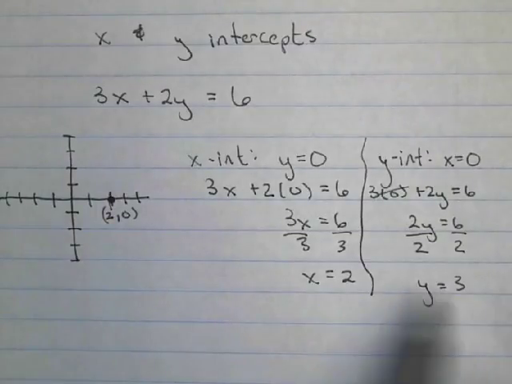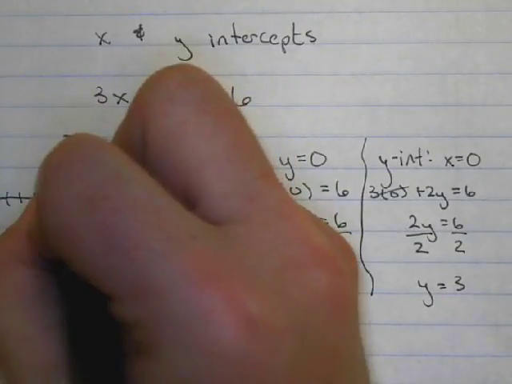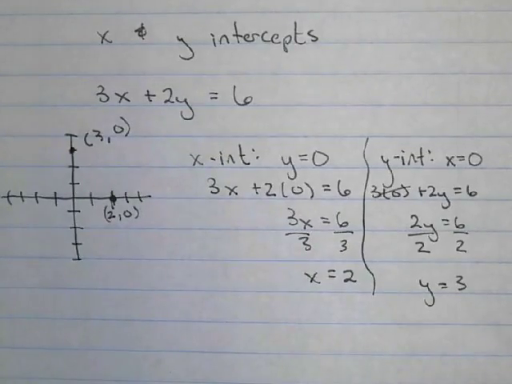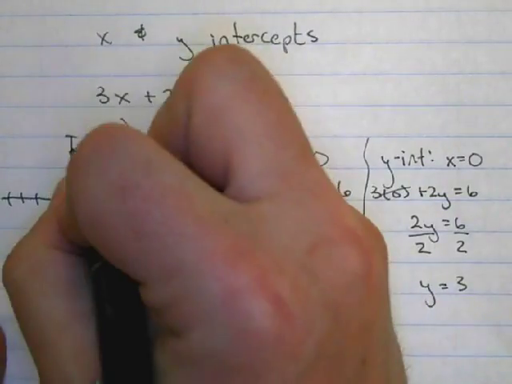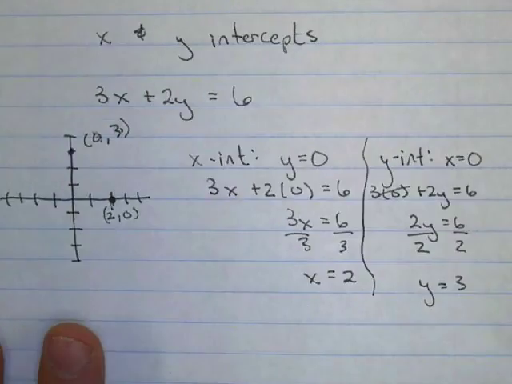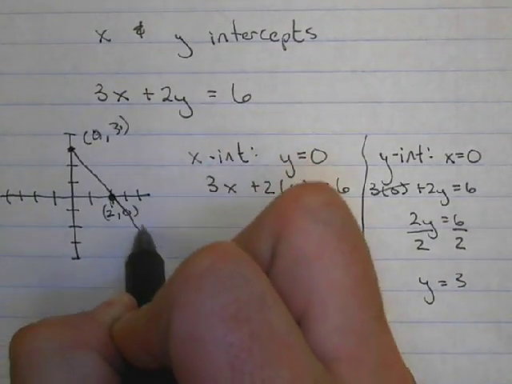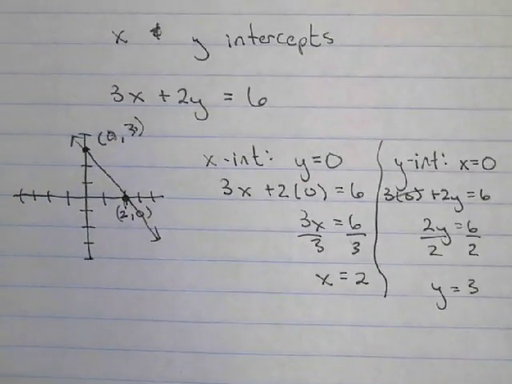So I'm intercepting the y-axis at 3. 1, 2, 3. And we already know that that point's going to be (3, 0). Or, oops, got those mixed up. (0, 3). And now that we have 2 points, we can graph the line. And that is how we can use x and y intercepts to help us graph.